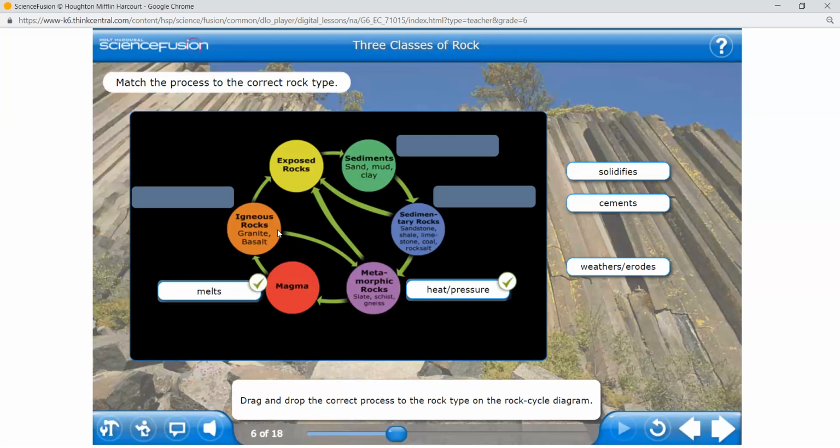Now, what happens to igneous rock to form sediments? The igneous rock, what should happen to the big igneous rock to form sediments, to form small rocks? Shall it solidify, weather, cement, or erode? Weathers and erodes. Very good. That's only one girl. Girls, this is the most important thing. They weather and erode.